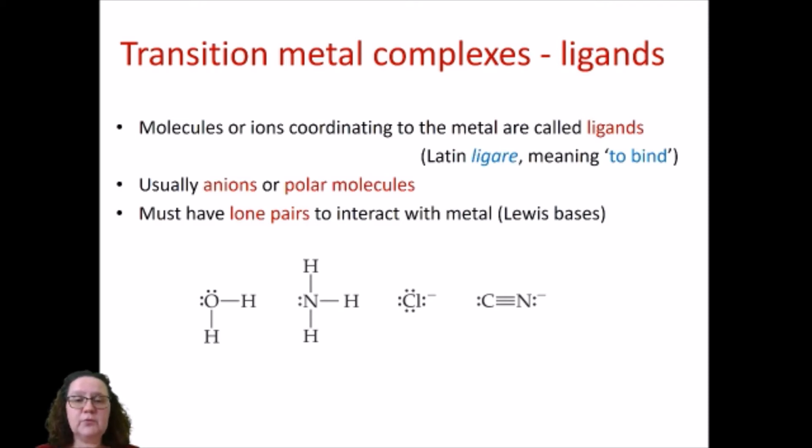Among the examples in this slide, you have the molecule of water, the molecule of ammonia, and 2 anions, the cyanide and the chloride anions. They all have those lone pairs, and some of them also have a negative charge, they are anions.